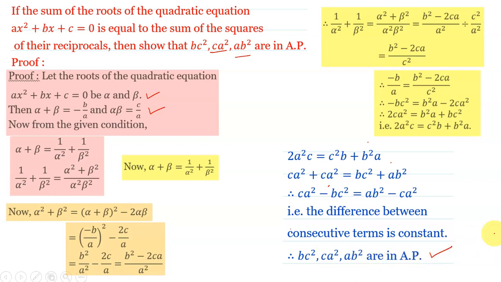Okay, and in this way we have proved that if the sum of the roots of quadratic equation ax square plus bx plus c equals 0 is equal to the sum of the squares of their reciprocals, then bc square, ca square, ab square are in AP. Okay. And in this way, we have completed all the hot questions, that is the challenging questions depending on the quadratic equation.